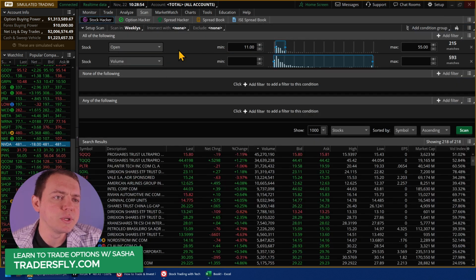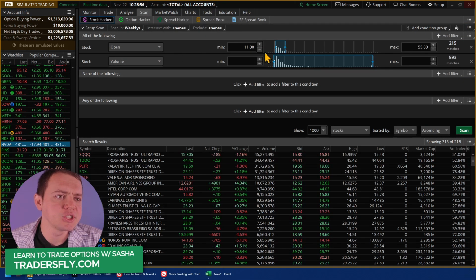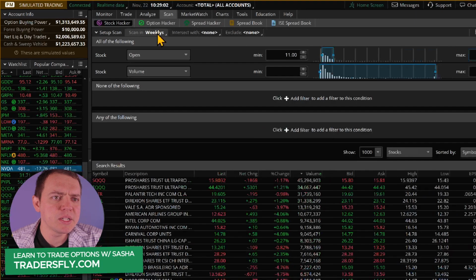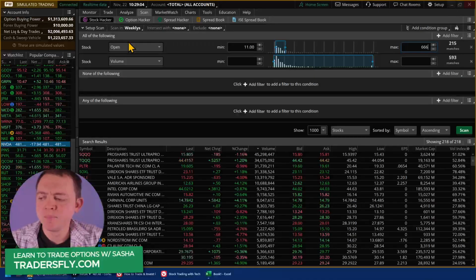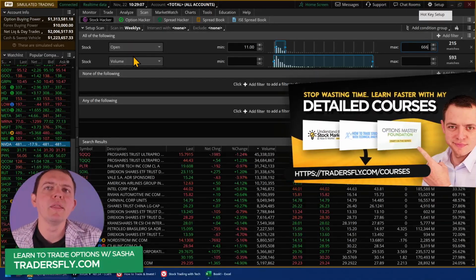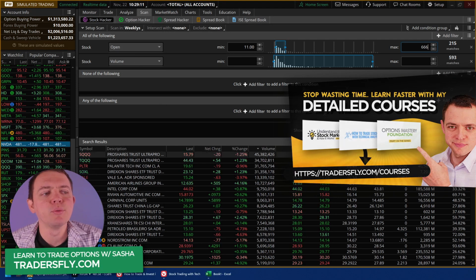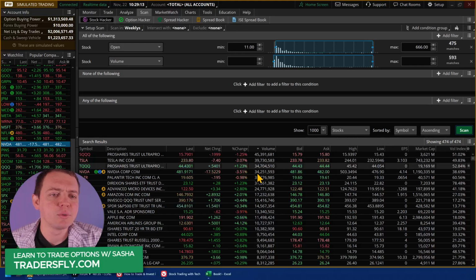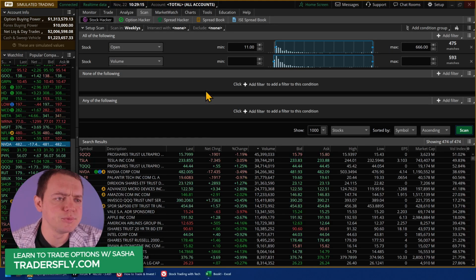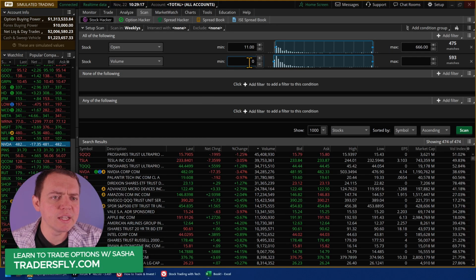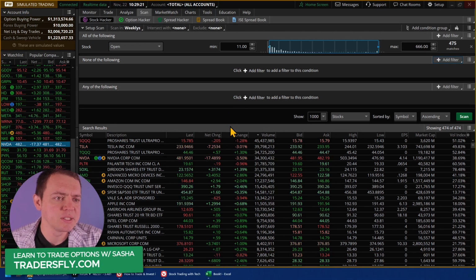Well, what we can do is a scan, and let's just scan for things that are $11 to, let's go to $666. I'm going to scan things on the weekly chart here. The reason I'm doing that is I want there to be options, and I want them to have weeklies so that they're more liquid. This way we're not dealing with something too cheap, shall we say. Okay, the next thing is, we'll kind of leave it at that. Let's keep it simple for a minute.